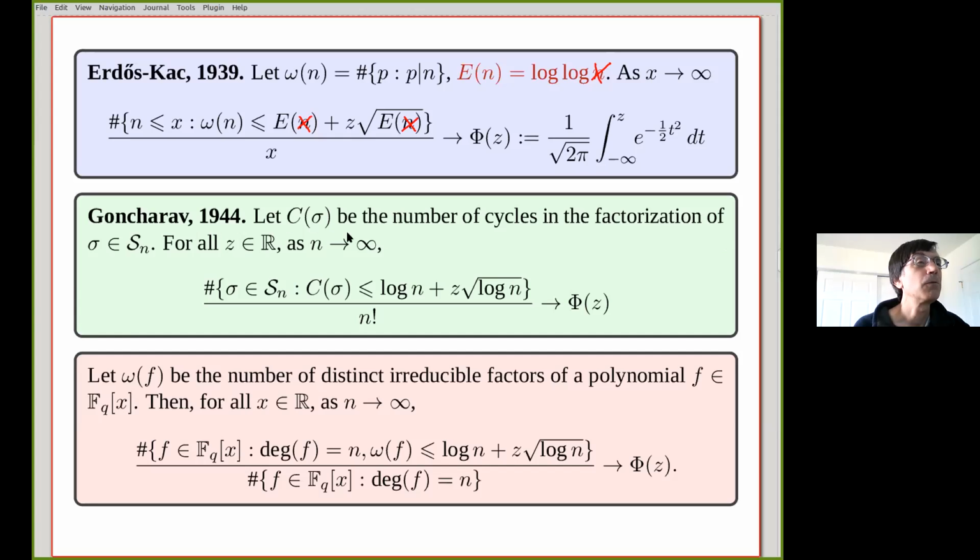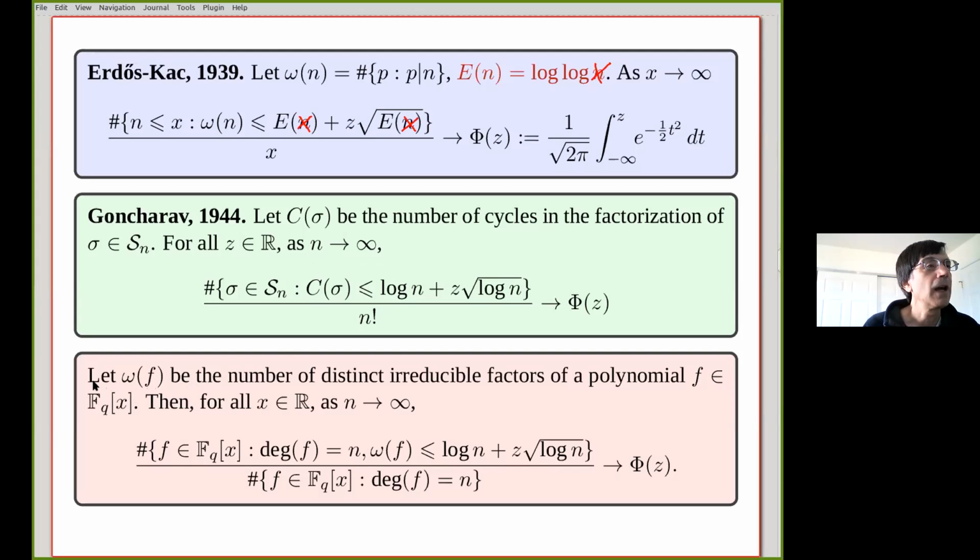The analogous result for permutations was proved a few years later by Goncharov. So if C of sigma is the total number of cycles in a random permutation, then this also has mean and variance log n, where n is now the size of the permutation group. And so that also approaches the Gaussian. Now, Goncharov's proof was somewhat different because for the statistic C of sigma, there are some exact formulas related to Stirling numbers of the first kind that can be brought into play here. So it wasn't a purely probabilistic argument, although you can give one along the same lines as we've just seen.